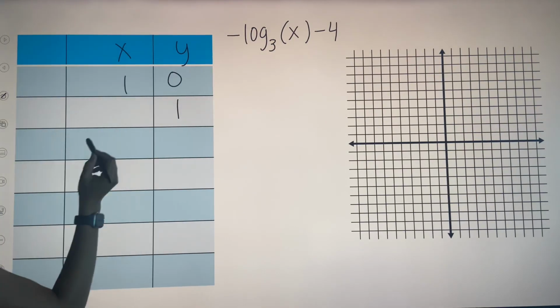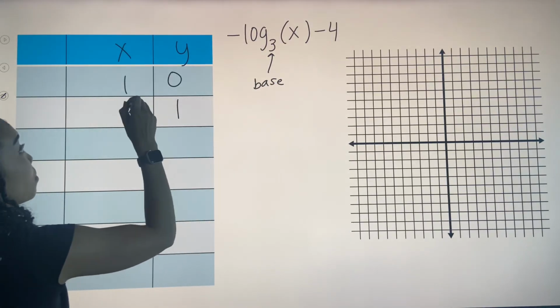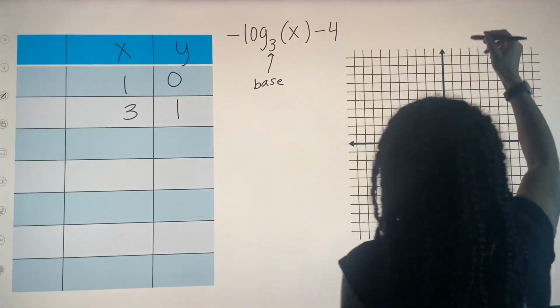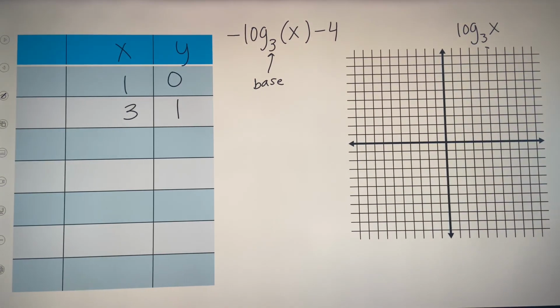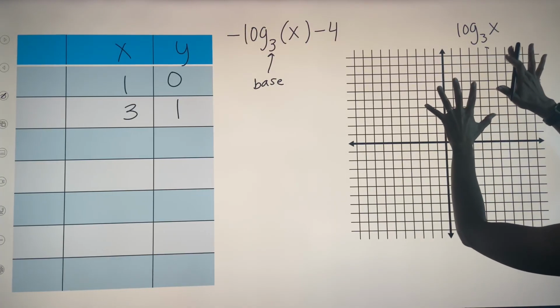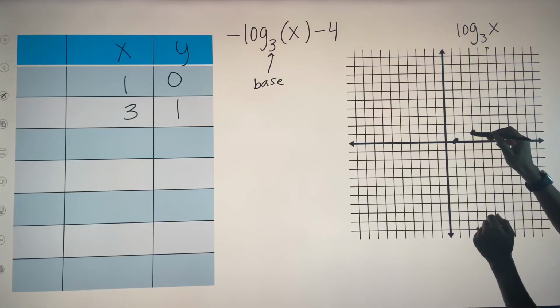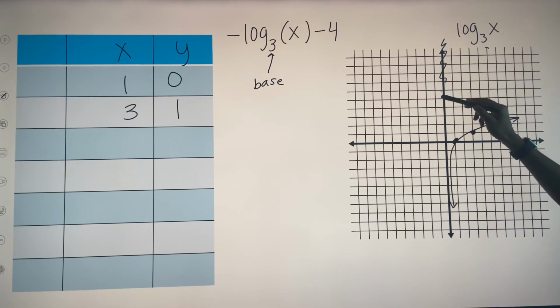Okay, so my parent function, this is my base. So for my table, that is my parent function. I'm going to graph it over here. The parent function is just a log with base 3. No transformations, just the parent function. 1, 0 is here. 3, 1 is here. So this is my graph. And your asymptote, of course, is right there.